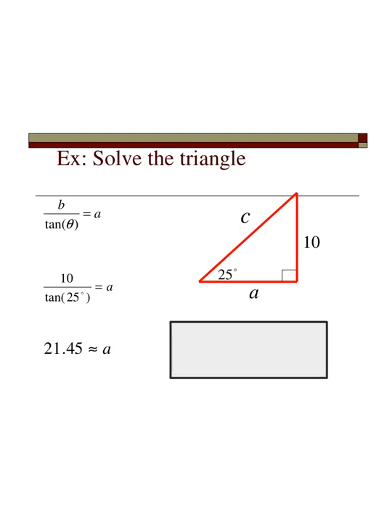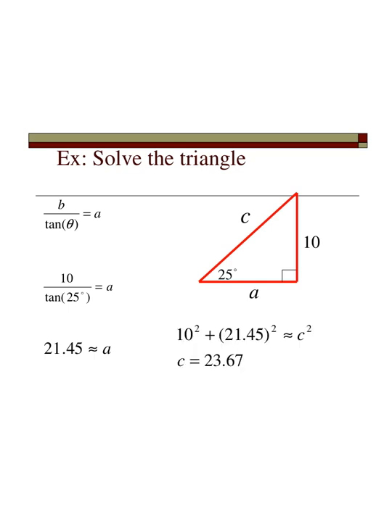Since I now know my A value and I have my B value, I could go ahead and use my Pythagorean theorem to help me solve for C. Just note this is definitely an approximation because I'm using an approximate value for A, so it's not the best way to do it, but it's a way to do it. So when I plug things into my Pythagorean formula, we get 10 squared plus 21.45 squared is approximately C squared. And when I solve this, I get that C is approximately 23.67.